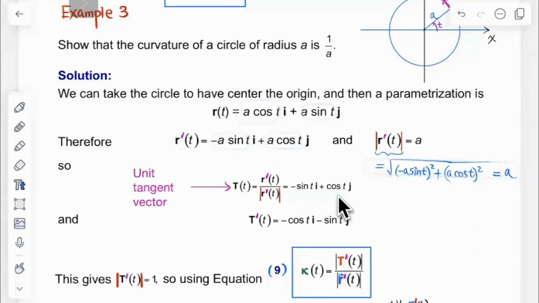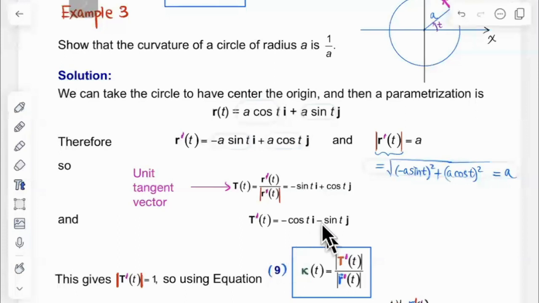And then we just divide that by its magnitude, which is a. So divide this by a. The a's here cancel, so we get negative sine t i plus cosine t j. Now we are going to differentiate because we want to get T prime. So differentiate this with respect to t. The derivative of negative sine t is negative cosine t. The derivative of cosine t is negative sine t.